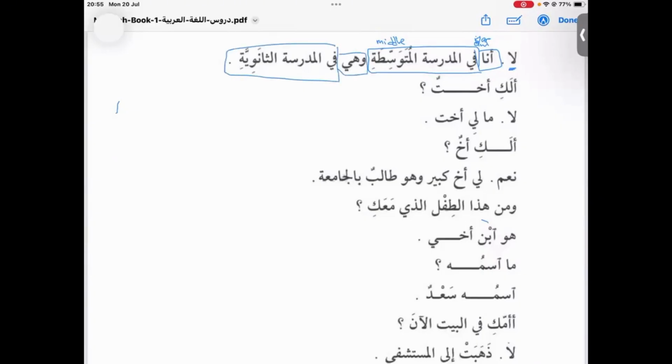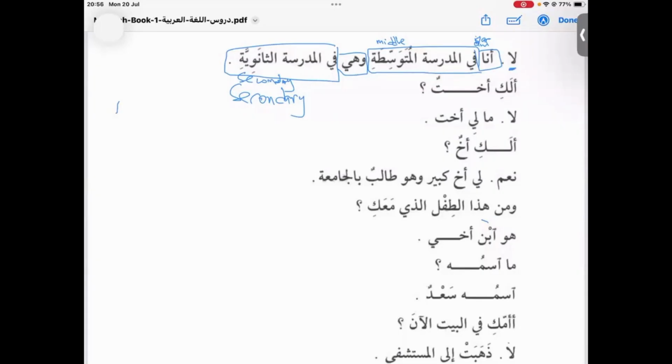She is in the secondary school. Okay. في المدرسة الثانوية. So is she your colleague? هي زميلتك. The key here, because you're speaking to a female, so the person responds by saying لا, أنا في المدرسة المتوسطة. I'm in the middle school. وهي, and she is في المدرسة الثانوية, in the secondary school.